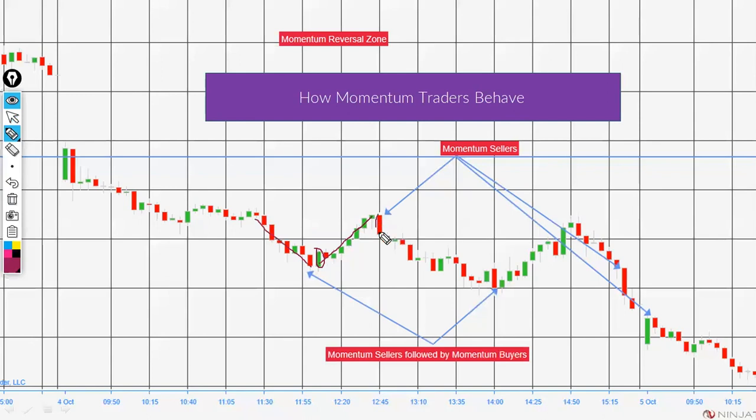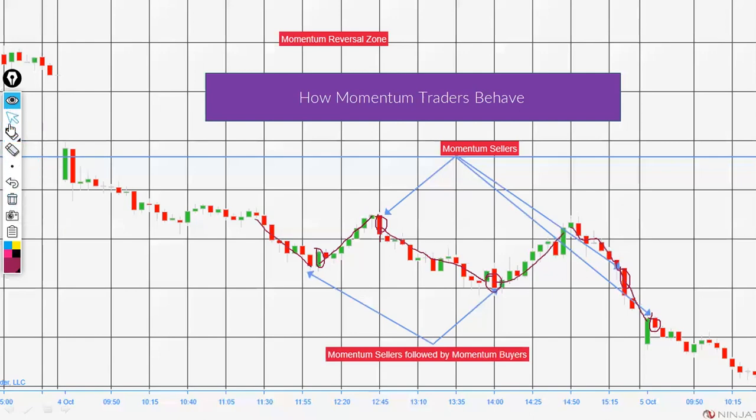And again, momentum sellers come in. They push the market down and move to another extreme. Again, momentum buyers take control and push the market up. And in a continuation pattern, in a downtrending continuation pattern, you're going to see a lot of clustered momentum sellers. That's what you're going to see from the order flow charts.